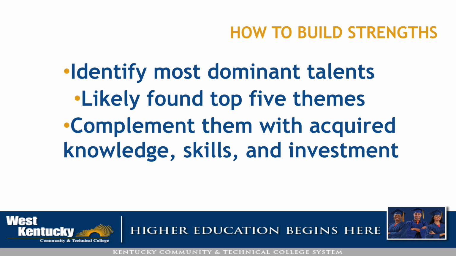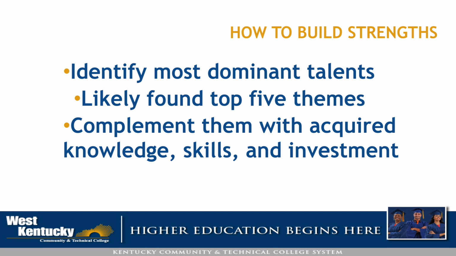So first, identify the most dominant talents, which is what we've done today with the StrengthsFinder. You have your top 5. Secondly, complement those. So if your strengths are in an area, let's say the relationship building domain, if most of your strengths are appearing in that area, then you should probably consider studying a field that helps other people, such as social work or communication or humanities, a field that will allow you to apply those relationship building strengths on a daily basis.